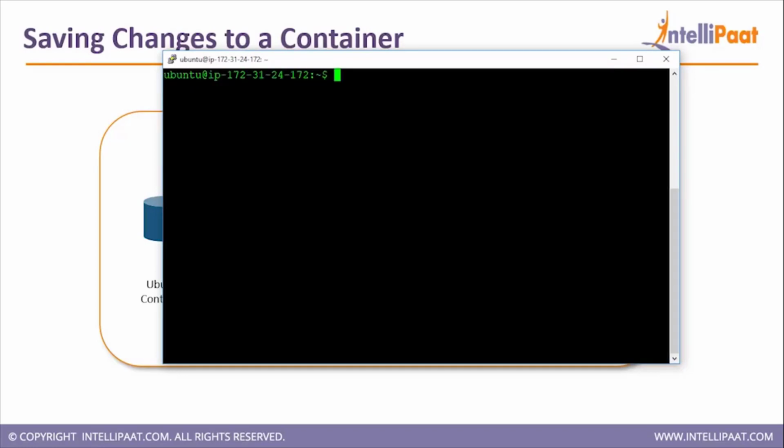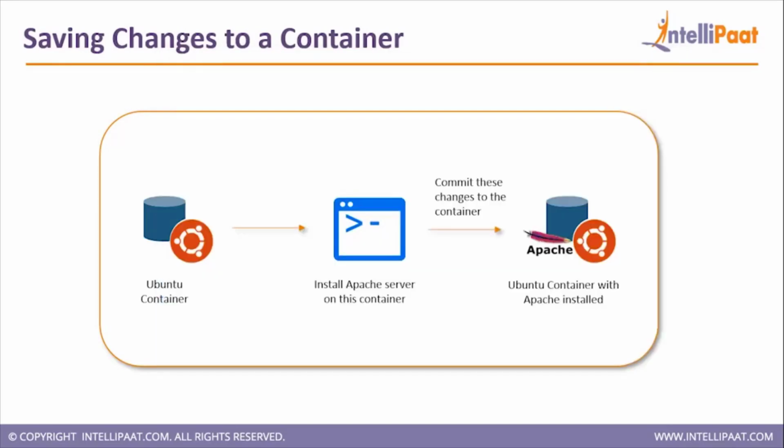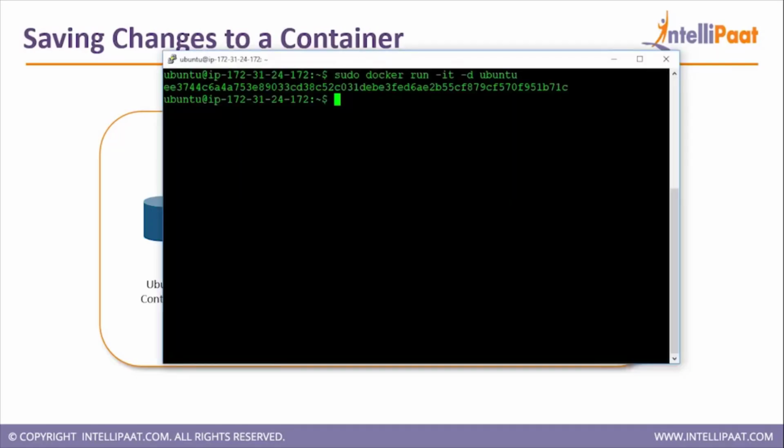All right. So this is the shortcut that you can use while working with Docker. My next step is to install Apache. So first I have to run an Ubuntu container. So I'll do a sudo docker run -id ubuntu. All right. So my container is now running. The next thing that I have to do is install Apache server on this container.